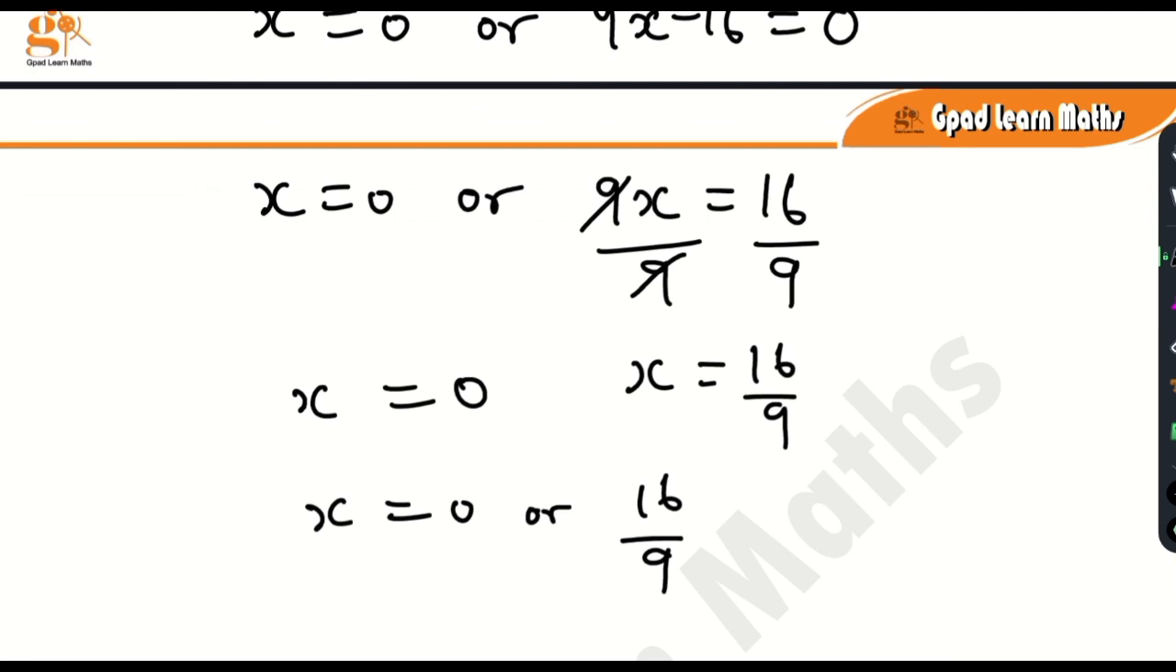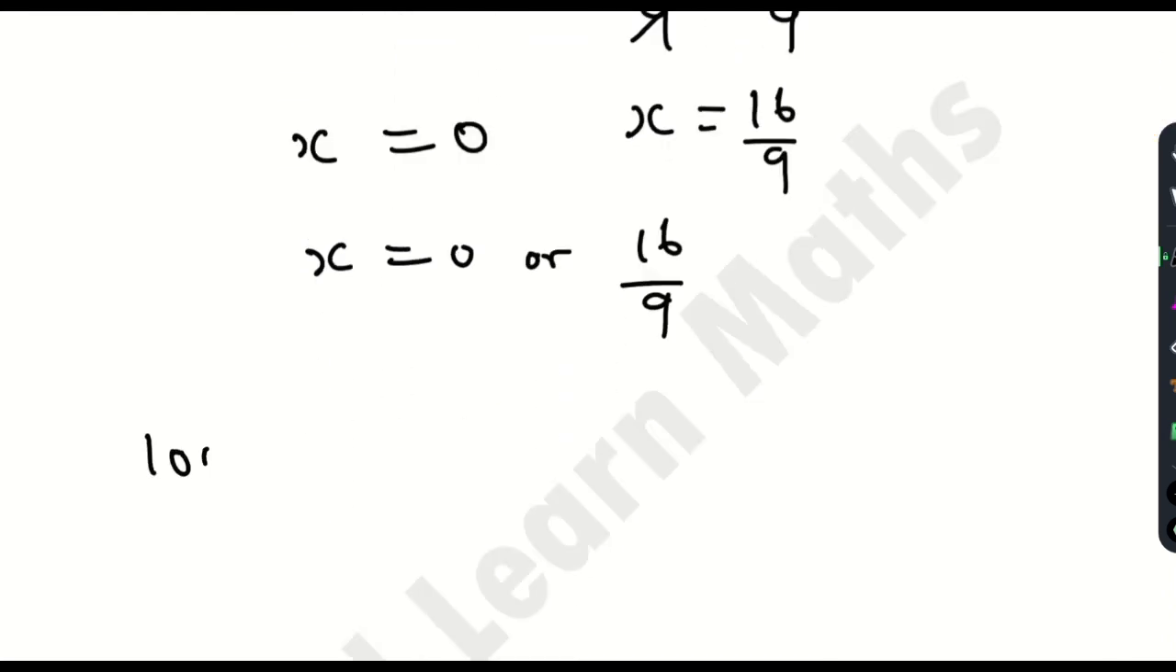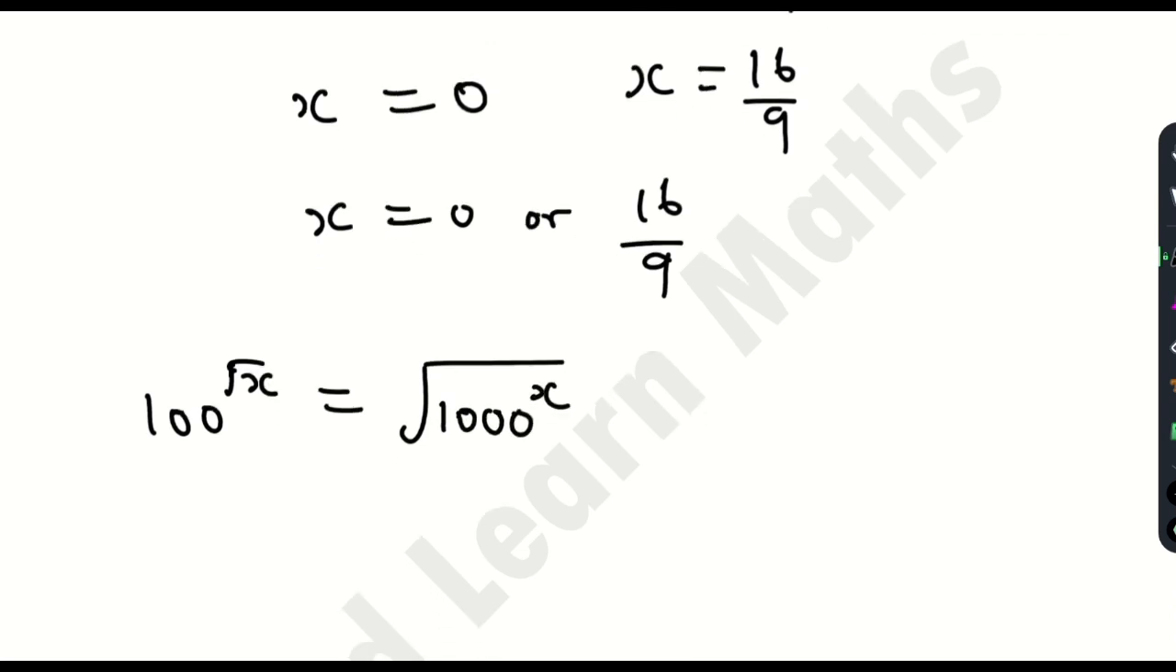So we'll plug in the values of x back to the equation, and let's see if what we have on the left hand side would be what we have on the right hand side. So I'm going to rewrite the equation, which is 100 raised to the power of root x is equal to the square root of 1000 raised to the power of x. What do we have? Let's start with this one.